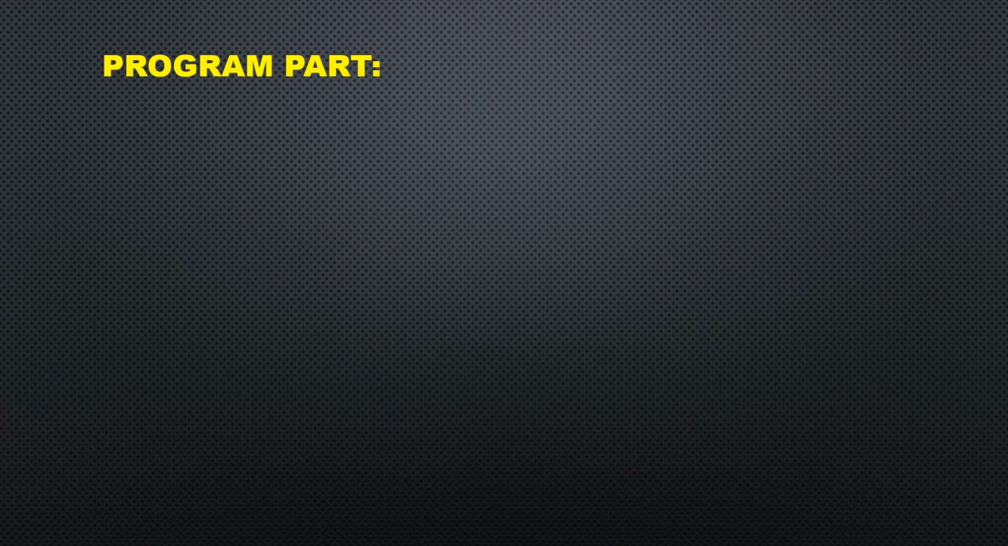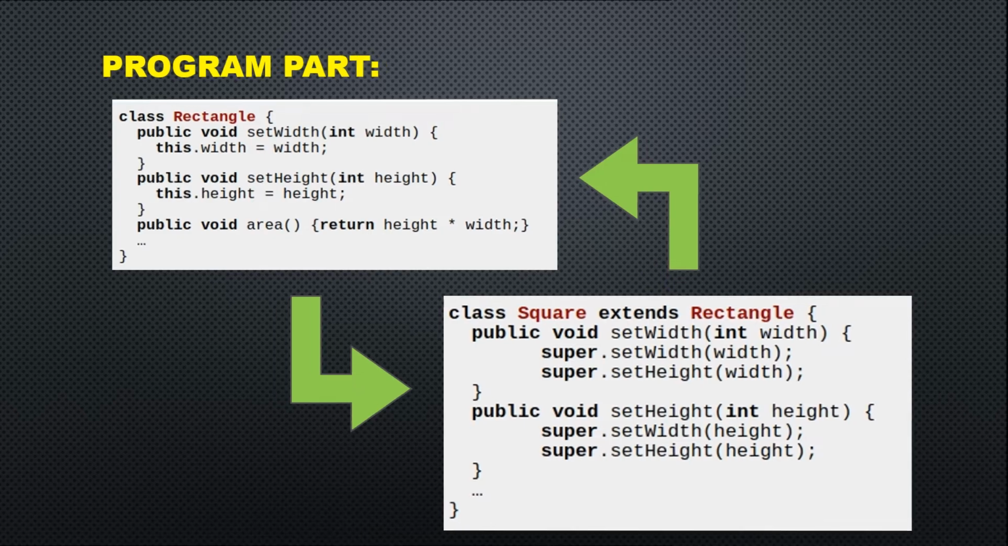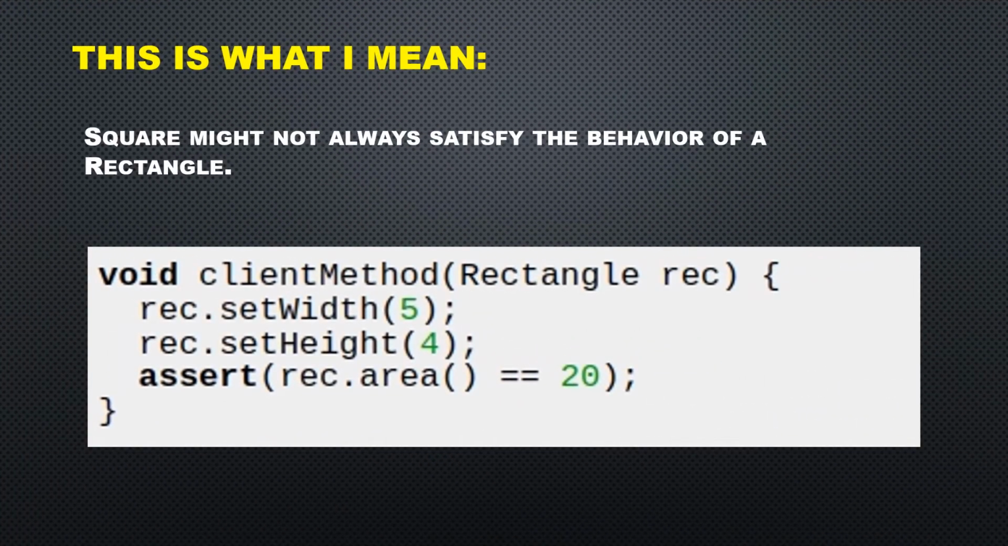Let me go with an example. Just go through it for a minute. By looking at the above scenario, you might still argue that it looks pretty consistent. That is true for the language you are coding in and also for mathematics, but a square might not always satisfy the behavior of a rectangle. This is what I mean. Squares might not always satisfy the behavior of rectangle.